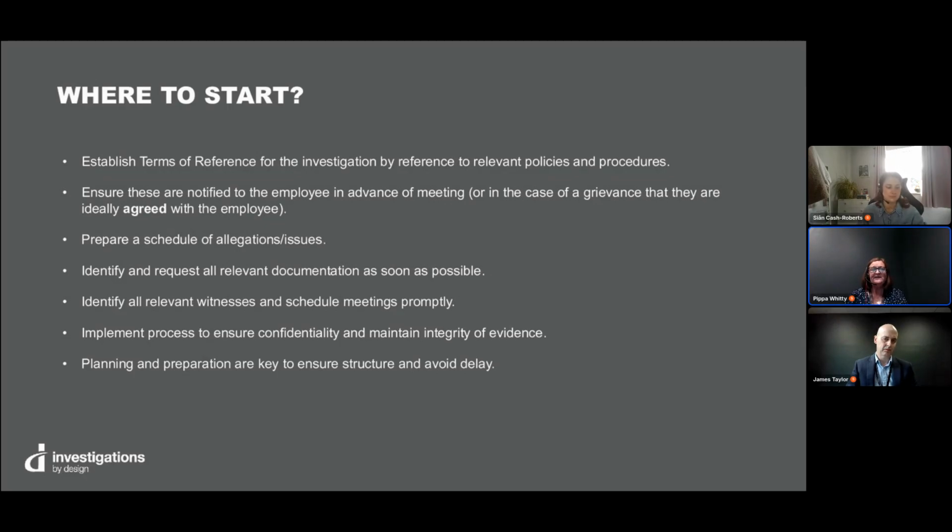It also means putting in place appropriate safeguards around confidentiality. Information should only be shared where there's a proper need to do so, and this is where most investigations can fall down. That protects both those involved, avoids contamination of evidence, and supports confidence in the fairness of our process. So the key message is good planning and preparation gives the investigation a structure. They help the investigator stay focused, avoid delay, preserve evidence, and produce a process that is more likely to withstand any scrutiny.